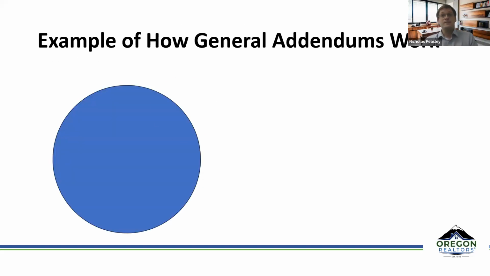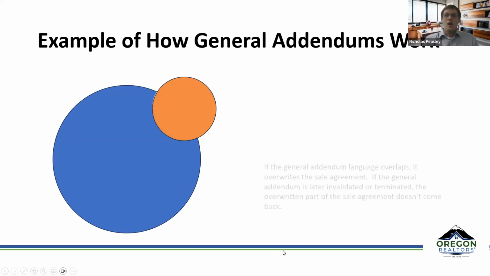When you use a general addendum and you overlap a term, but you've got some addition, so let's say this was the main contract and you've got the general addendum that overlaps and it's got some pieces that cut out, like this would be the closing date is moved, but you've added some other provision. You've created a new shape.